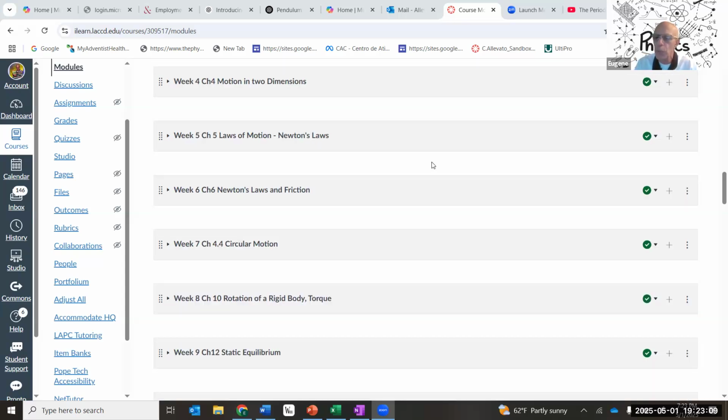Now then we studied circular motion. Actually, we studied uniform circular motion. We call it uniform because the object is going around at a constant speed, but not constant velocity. Why is it not constant velocity? Well, because the direction of the velocity is changing continuously.